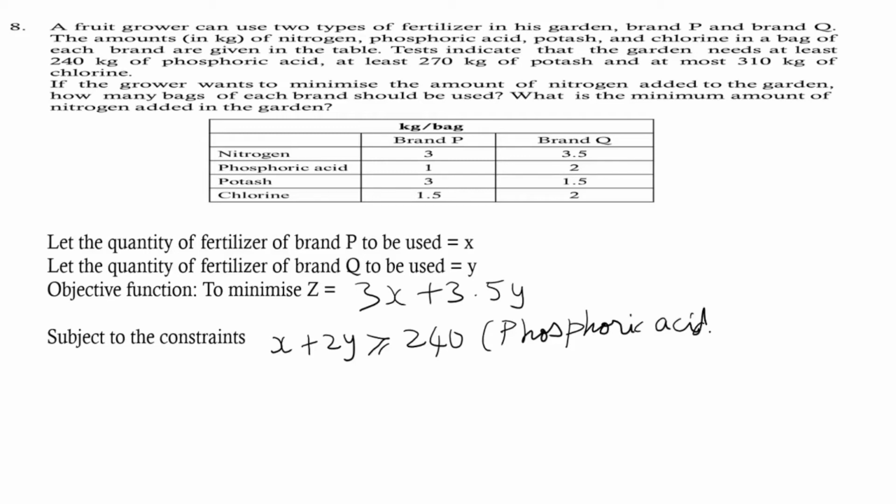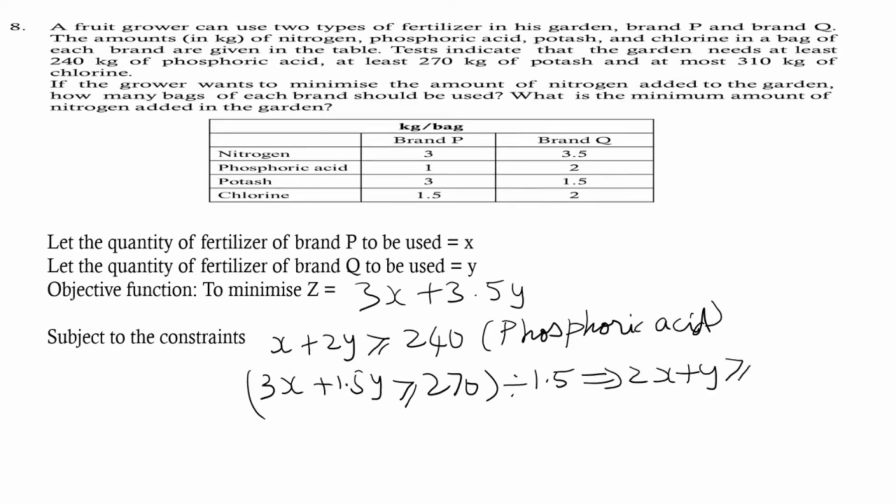So this is the constraint with respect to phosphoric acid. The next constraint is with respect to potash. So it is 3x plus 1.5y greater than or equal to 270, because it is given at least 270 kg of potash. So that is why we have 3x plus 1.5y greater than or equal to 270. We can simplify this, dividing this by 1.5, we get 2x plus y greater than or equal to 180.